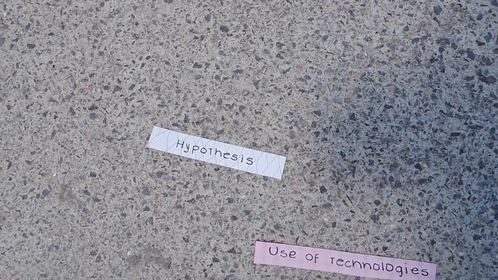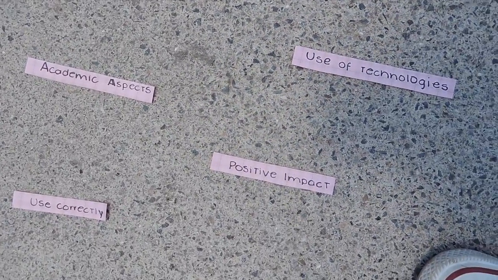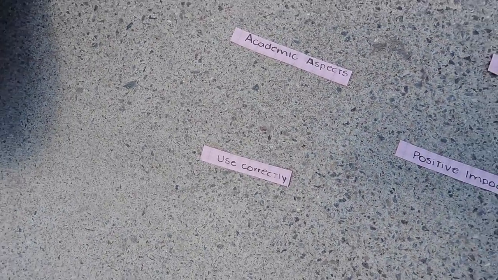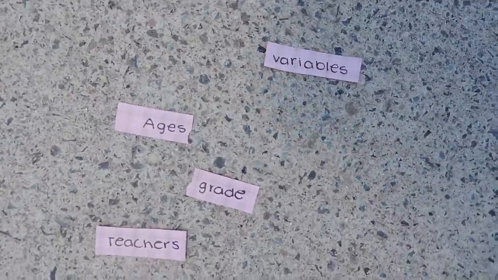Hypotheses. The use of technologies such as smartphones in the academic aspect has a positive impact, as long as it is used correctly and students are taught to use them in a safe environment. This can also depend on certain variables, such as the age of the students, their grade of school, their teachers, and the devices they have.